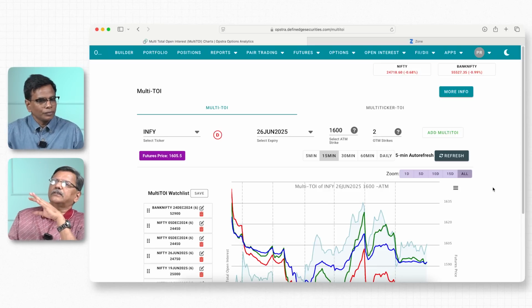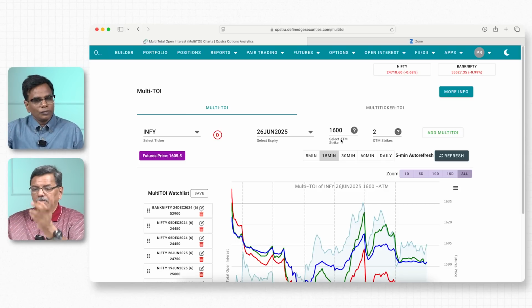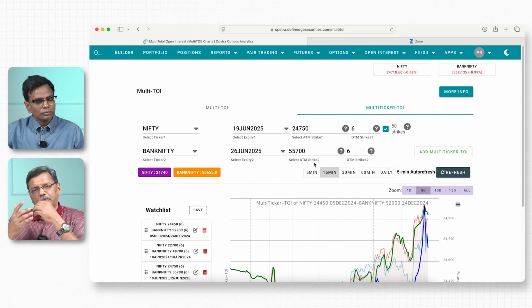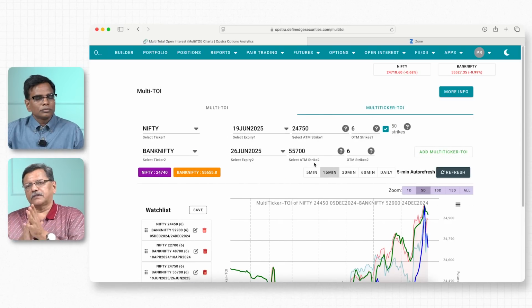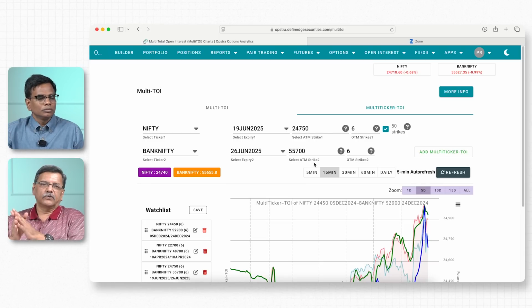So it basically tells you what is the trend and what is the strength of the trend. Similar to multi-TOI is multi-ticker TOI, where you can plot in a way, now whoever is conversant with the term relative strength, which is a ratio chart. Now this is something similar, but this is only with respect to the OI. So this calculates the TOI for Nifty and TOI for Bank Nifty and then plots it as a ratio.